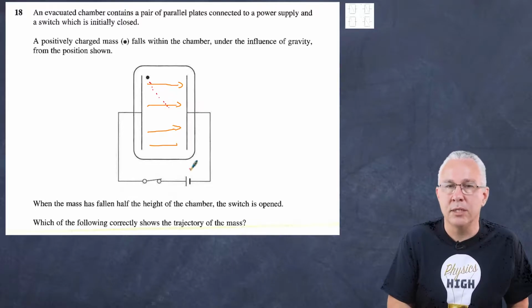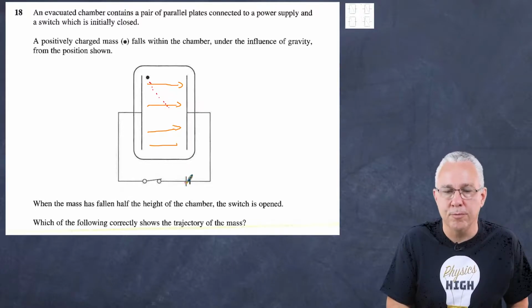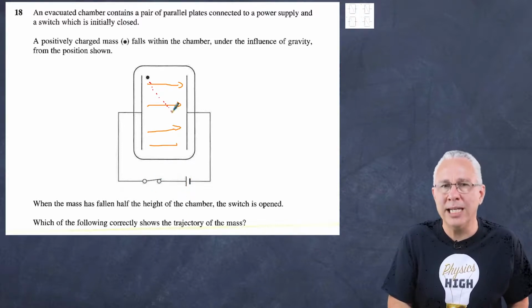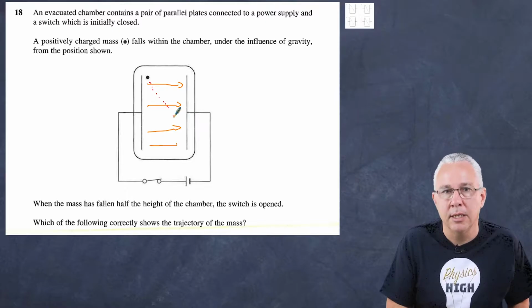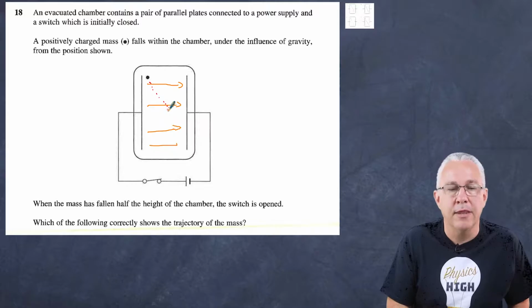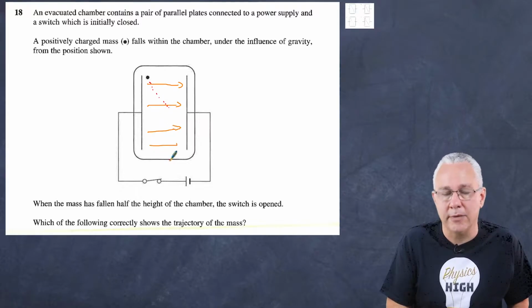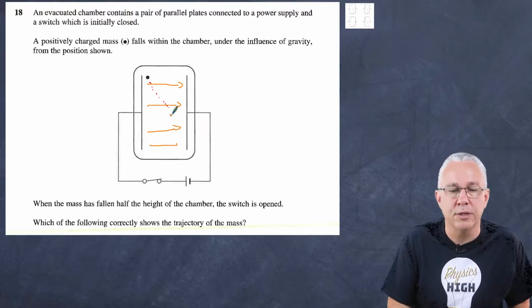Now, what happens when the field is removed by the opening of the switch here? Well, it already has some horizontal velocity, but that will now be constant in the horizontal direction. Then, of course, it will still accelerate due to the gravitational field. So at this point, it will undergo projectile motion, with this being relatively straight like so.